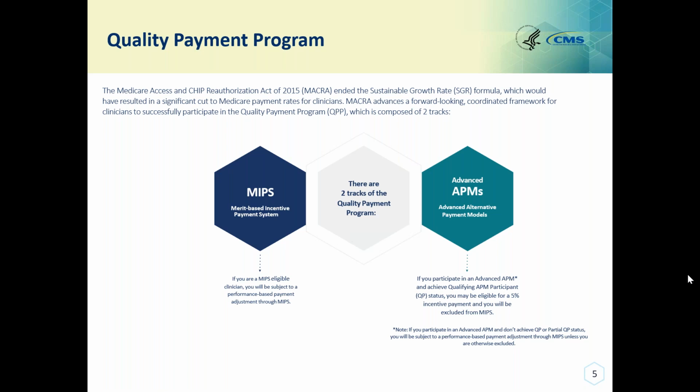Just by way of background on the Quality Payment Program, to make sure we're all clear about who we're talking about in this presentation, there are two tracks of QPP. One is the merit-based incentive payment system, and that's sort of your default status. Most eligible clinicians are going to be MIPS eligible, meaning that they would be required to participate in this track of the program, unless they earn QP status. The other track of QPP is for advanced APMs, or advanced alternative payment models. And participants in advanced alternative payment models have the opportunity to earn QP status and thereby be excluded from MIPS participation. Next slide, please.